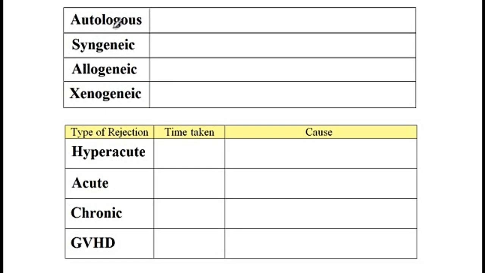So autologous transplant is within the same individual. So you will transplant one part of the body to another part. For instance, you will move the saphenous vein to the heart. So this is within the same individual.